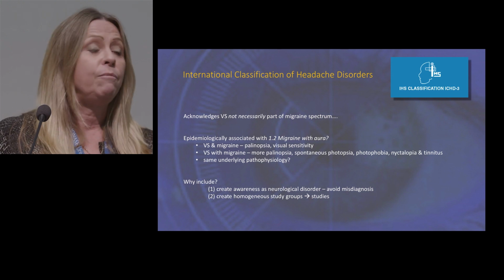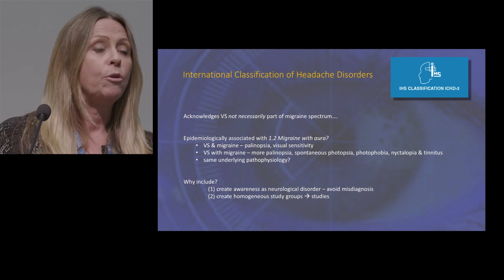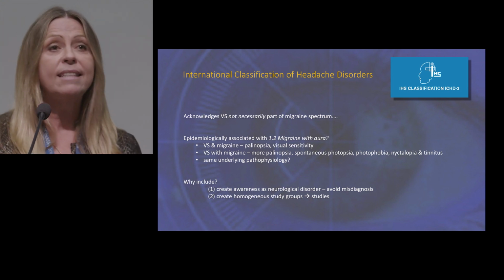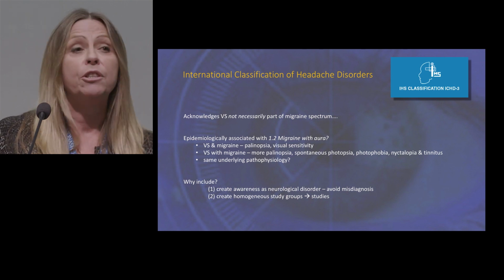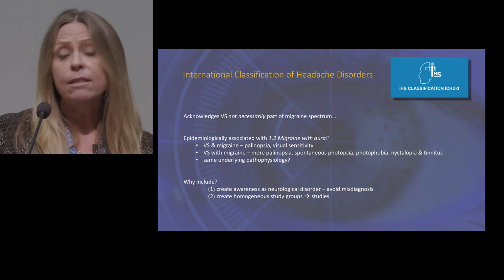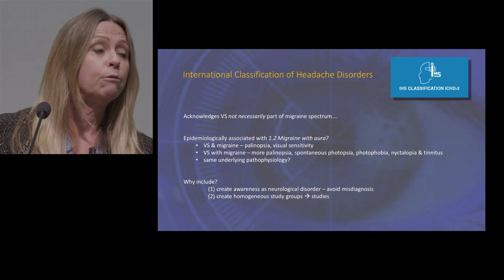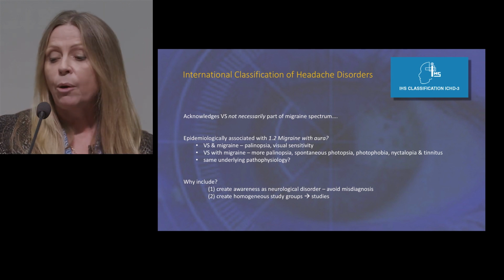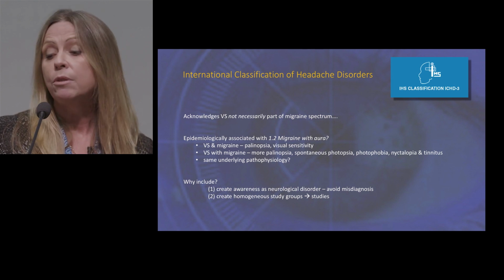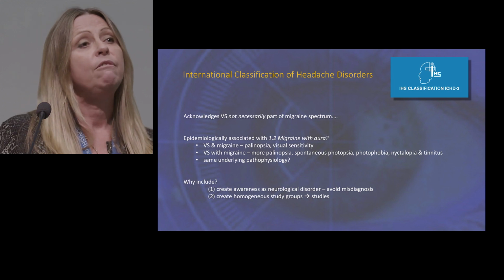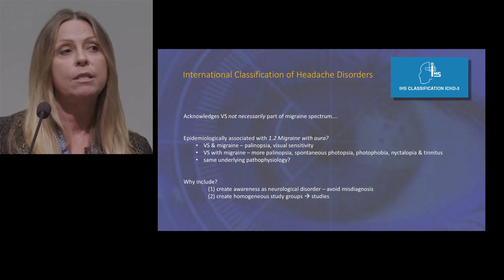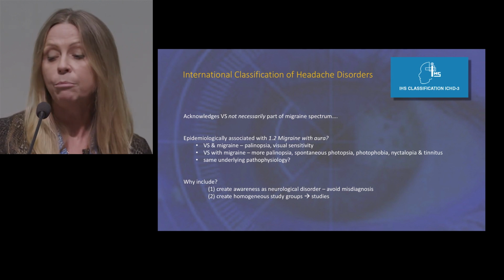You probably find it odd, since I've just told you that visual snow is not a migraine variant, but it appears in the International Classification of Headache Disorders. Having said that, the ICHD actually acknowledges that it's not likely to be part of the migraine spectrum, but epidemiologically it appears to be associated for several reasons with migraine with aura. So we know with both visual snow and migraine, we see increased palinopsia and visual sensitivity. And those people who experience both visual snow and migraine actually have more incidences of palinopsia, photopsia, etc., than those that don't have corresponding migraine.